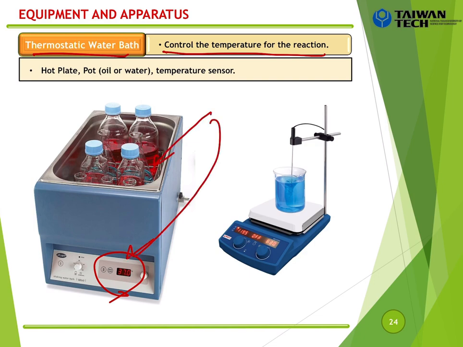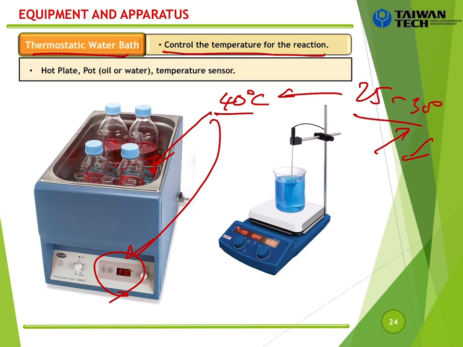Maybe you want to have a reaction at 40 degrees C, but the room temperature, maybe with air conditioner, is only 25 or 30 degrees C, and it can move up, down, and be unstable. But with this one you can get a stable temperature for your reaction. Or if you don't have this one, you can also make something like this.